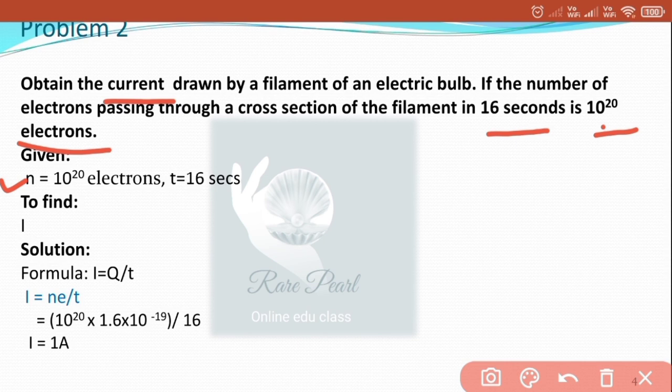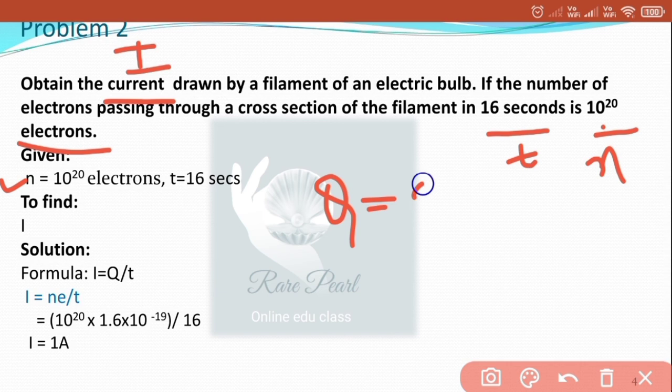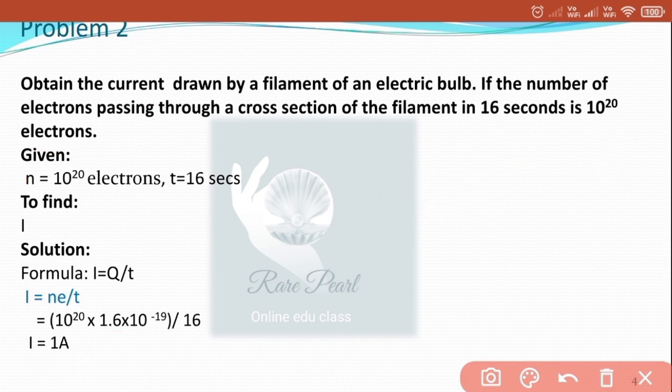So what is the formula that relates time, number of electrons and current? We know I is equal to Q by T, but Q is equal to N into E. So we include that in this formula and get the relation I is equal to NE by T. N is 10 raised to 20, E is 1.6 into 10 raised to minus 19 and T is 16. On substituting this and cancelling, we get I is equal to 1 amp.